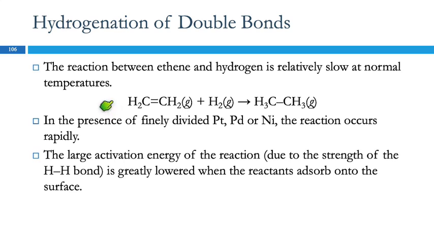Well, this is a relatively slow process at normal temperatures. But if you have platinum, palladium, or nickel, the reaction occurs very rapidly. So you can catalyze the formation of these alkanes. The reason the reaction is slow is because we have a large activation energy because of the strength of the hydrogen-hydrogen bond. So the bond here between the two hydrogen atoms is really strong. In order for this reaction to occur, you have to break that bond. Well, the activation energy is lowered when the hydrogen is absorbed onto the surface of a catalyst.